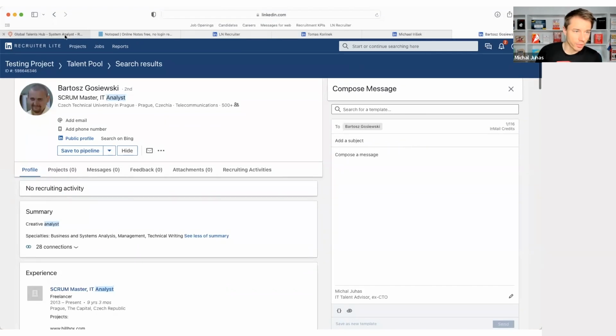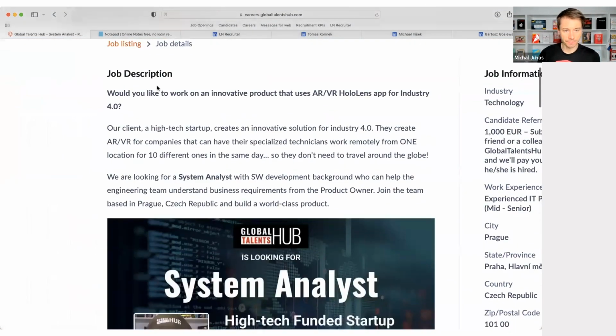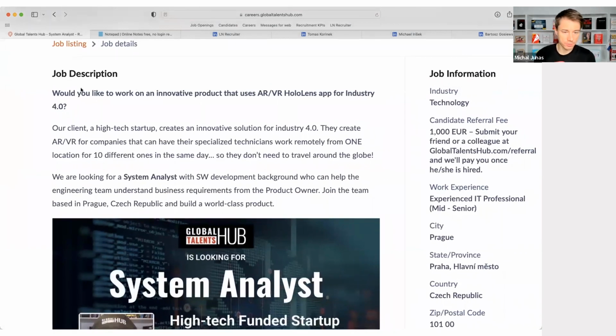So let's review now the opening again, just to remind ourselves of some key selling points. Would like to work on an innovative product that uses AR, VR, HoloLens app for Industry 4.0. Our client, a high-tech startup, creates an innovative solution. They create AR, VR for companies that can have their specialized technicians work remotely from one location for 10 different ones in the same day, so they don't need to travel around the globe. We are looking for a system analyst with software development background who can help the engineering team understand business requirements from the product owner. Join the team based in Prague and build a world-class product.